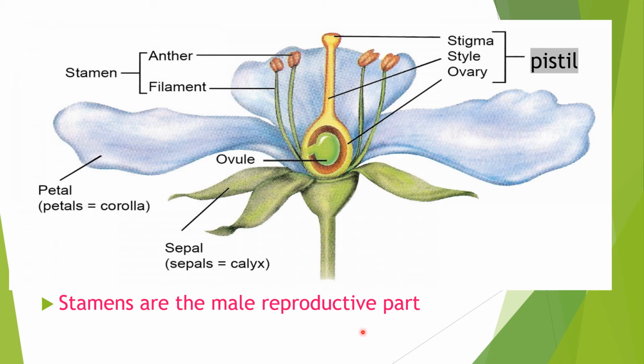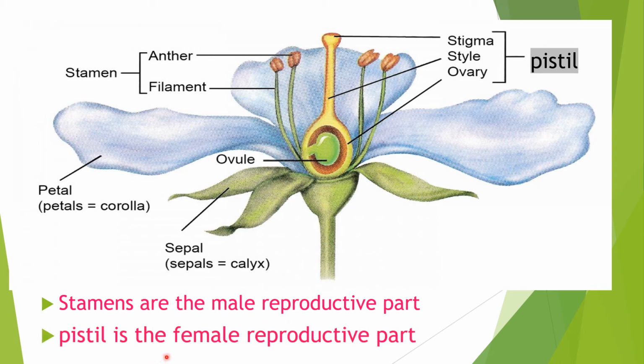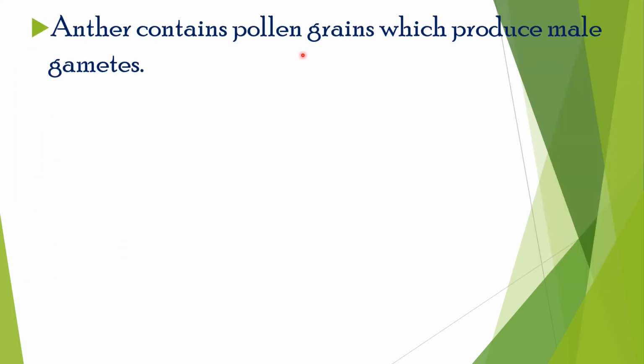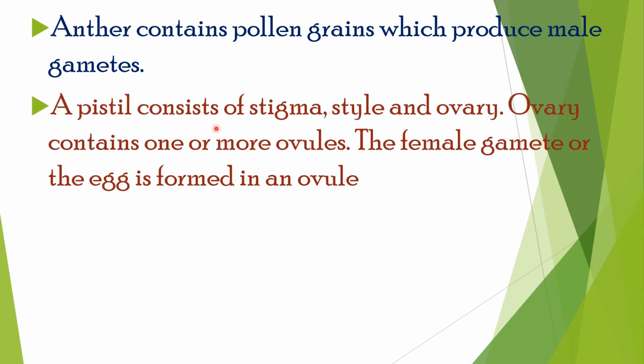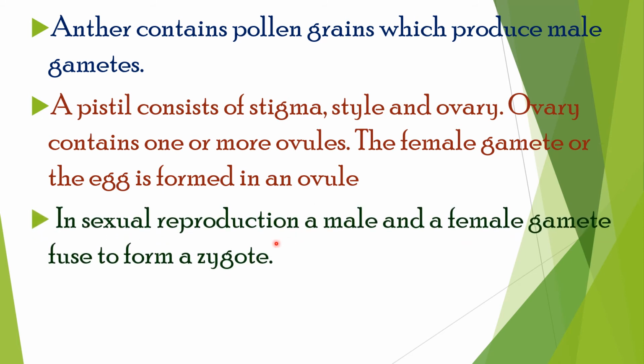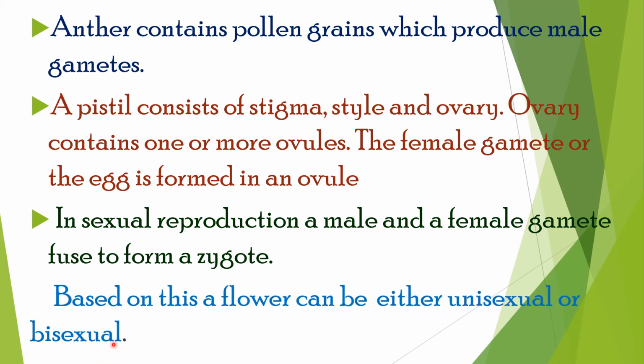Stamens are the male reproductive part. The pistil is the female reproductive part. The anther contains pollen grains which produce the male gametes. A pistil consists of stigma, style and ovary. The ovary contains one or more ovules. The female gamete or egg is formed in an ovule. In sexual reproduction, a male and a female gamete fuse to form a zygote. Based on this, a flower can be either a unisexual flower or a bisexual flower.